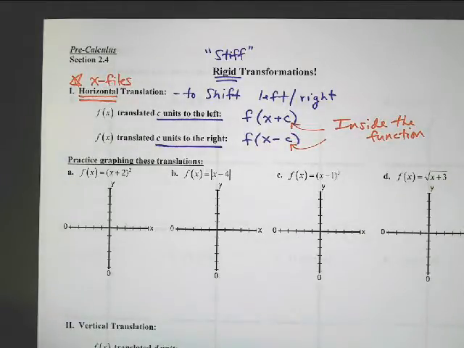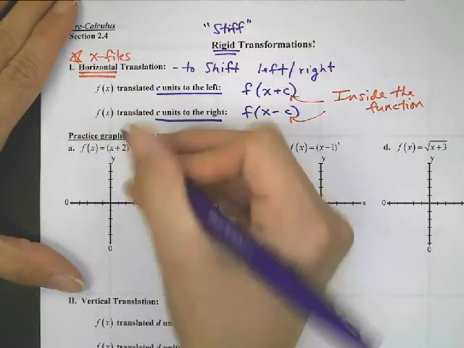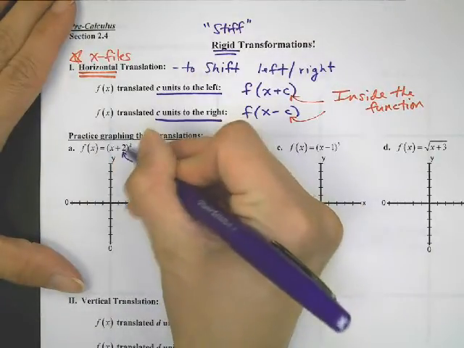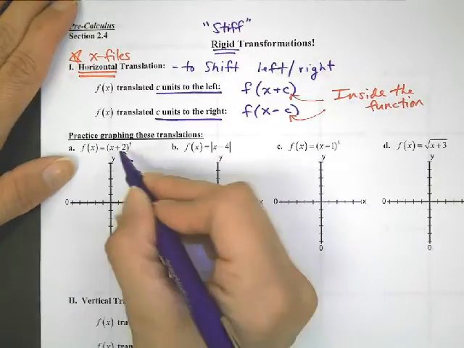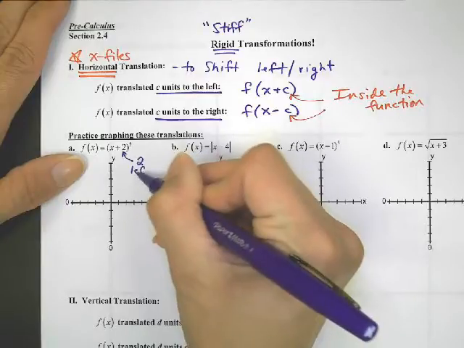Okay, we're going to practice graphing some of these. So we're going to take x plus 2, and I'm going to ask you, is that 2 inside? And it's yes, it's inside. So plus 2 means 2 units to the left.